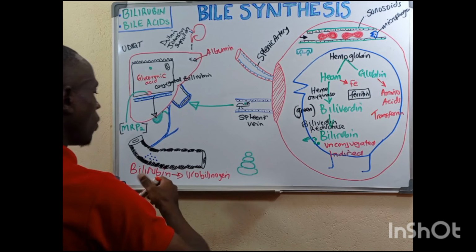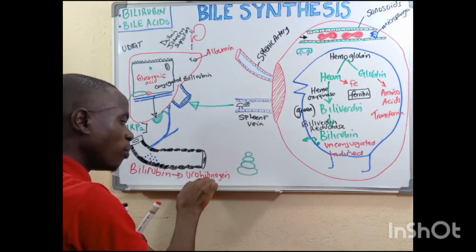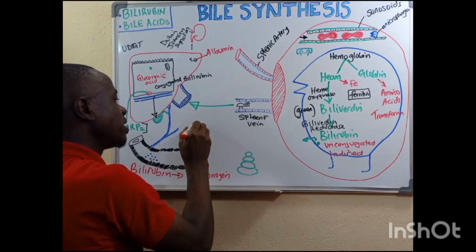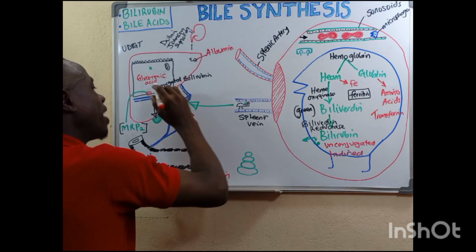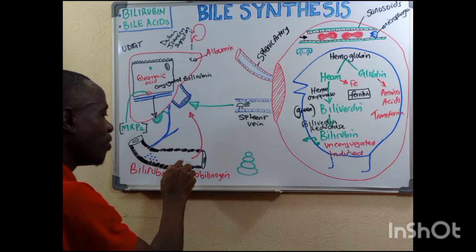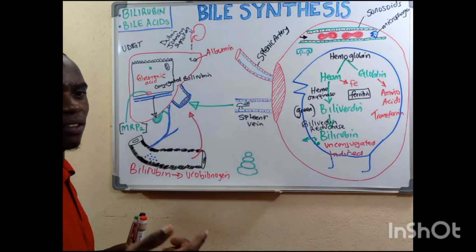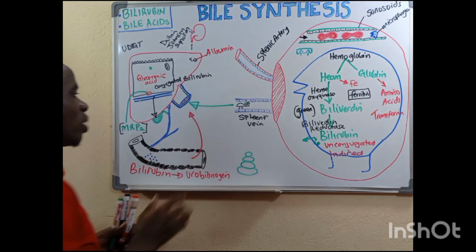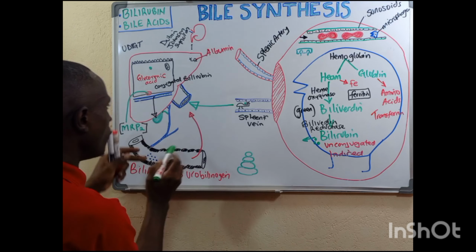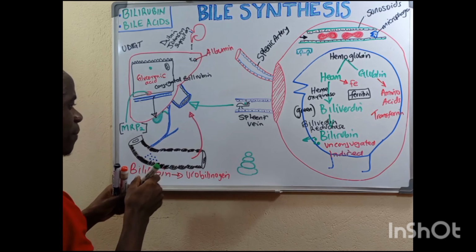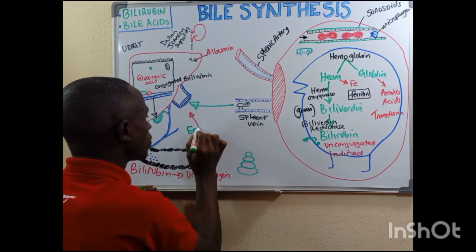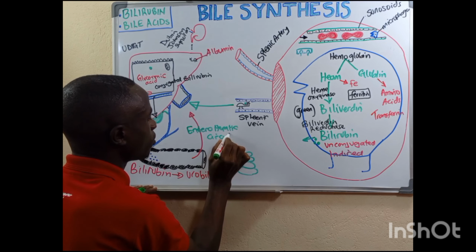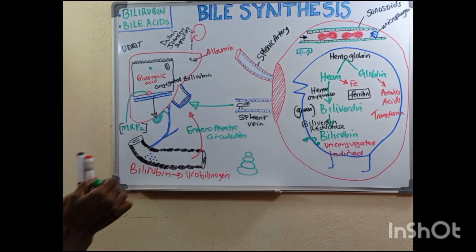Now some of the urobilinogen is going to be retaken back. It is absorbed at the terminal ileum back into the liver, through the superior mesenteric vein. So this movement from the liver to the intestines and back to the liver is what we call enterohepatic circulation.